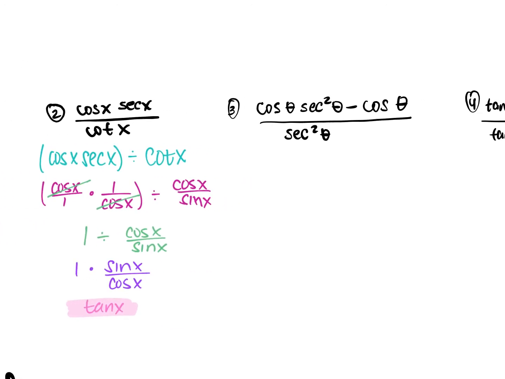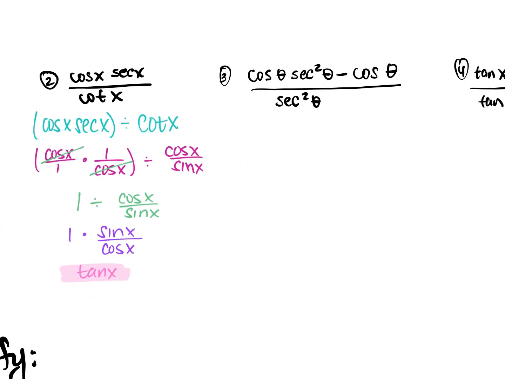For number 3, we have cosine theta times secant squared theta minus cosine theta over secant squared theta. If you look at the top of this fraction, you have cosine theta and negative cosine theta. Those two are opposites of one another, so they cancel each other out, and you're just left with secant squared theta over secant squared theta. If we have the same thing over itself, what is that equal to? 1.